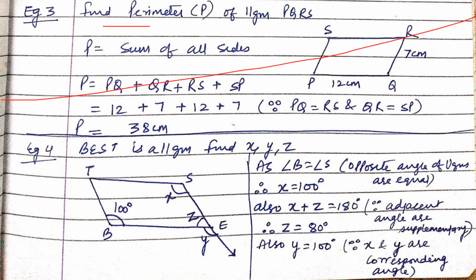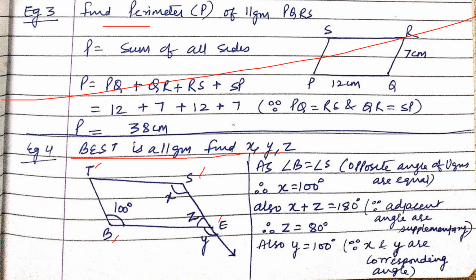Next one, example 4. BEST is a parallelogram. Find x, y, and z. So you can see BEST, again observe they are in continuation. We are not breaking the chain. Second thing, they want us to find x, y, and z. I guess you can find it on your own. I want you to pause the video right now and try it on your own. Very easy it is. Just follow the properties and you can find it.